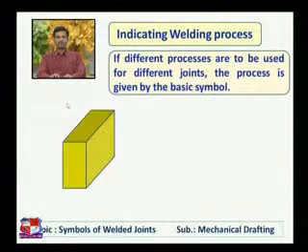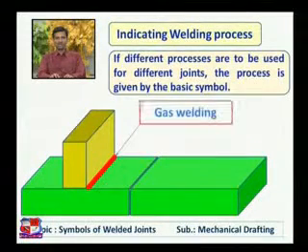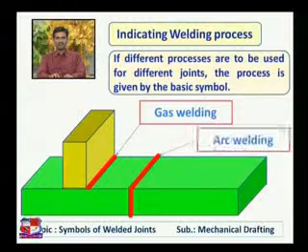If different processes are to be used, like this, if this joint is made with gas welding and this joint is made with arc welding, then how do we represent this process on the symbol? So basic symbols are drawn like this.